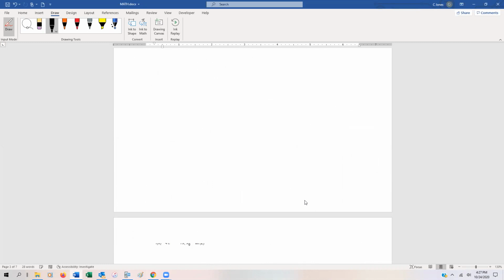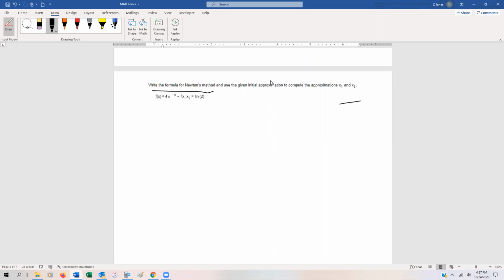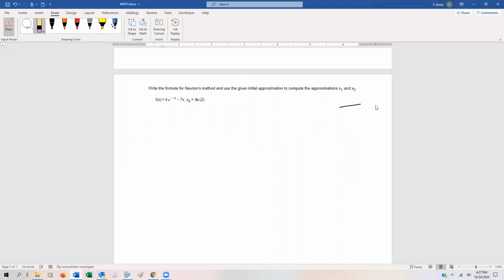Now, another problem. This one, we definitely should be using Newton's method to solve because we can't solve this analytically. So we're going to write the formula for Newton's method first. Then we'll use the initial approximation to, again, approximate x1 and x2. All right, so we've got to find the derivative, just like we did before. So let's start with that.